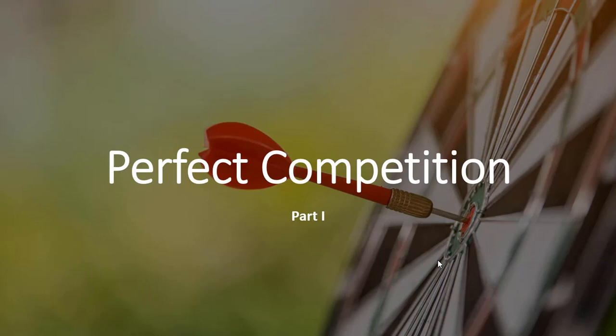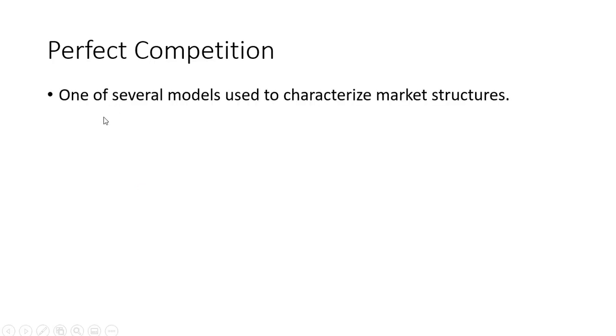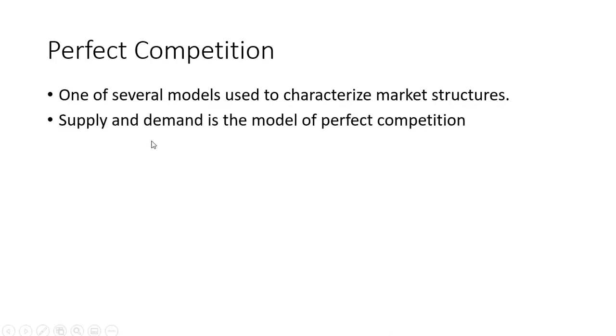In this video, we're going to look at the model of perfect competition. Perfect competition is one of several models used to characterize market structures. Supply and demand is the model of perfect competition. Here are the basic assumptions of this type of market structure.